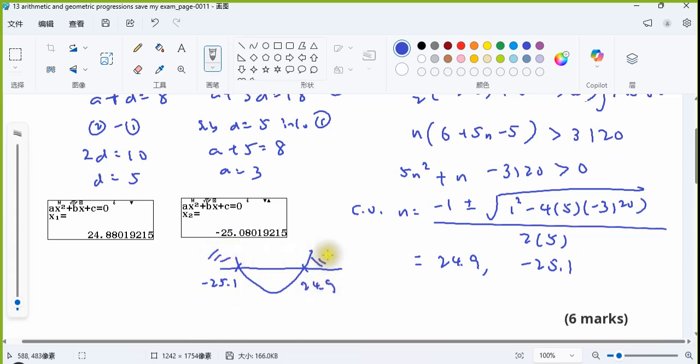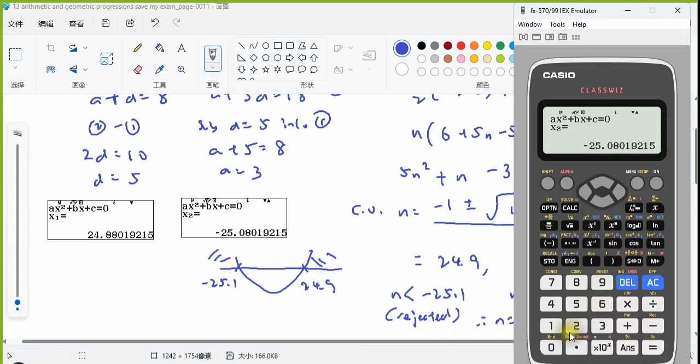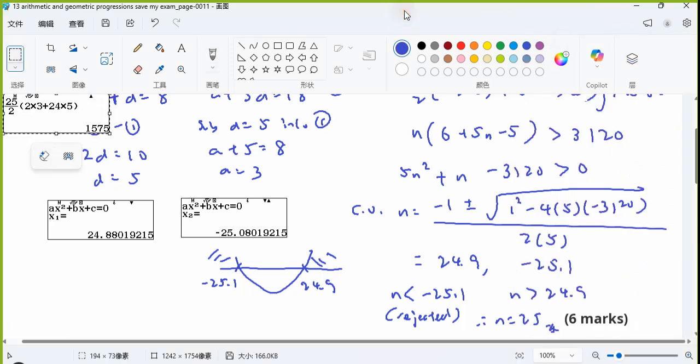So greater than will be this part. So n less than negative 25.1 and n greater than 24.9. This one is rejected, because n must be positive. So n is 25. Okay, so we check the answer. So 25 over 2 and then 2 times 3 plus 24 times 5. This is 1575.